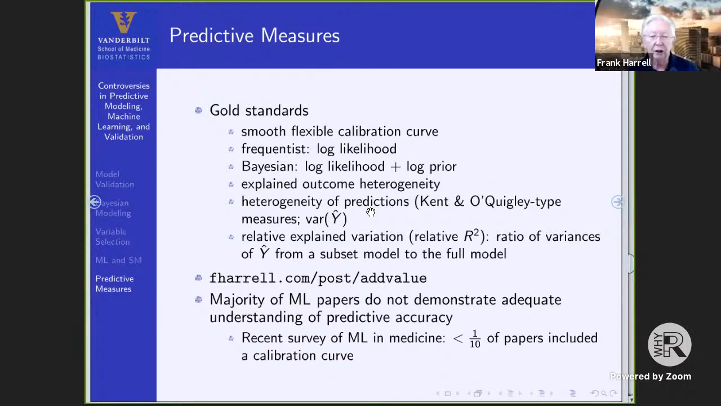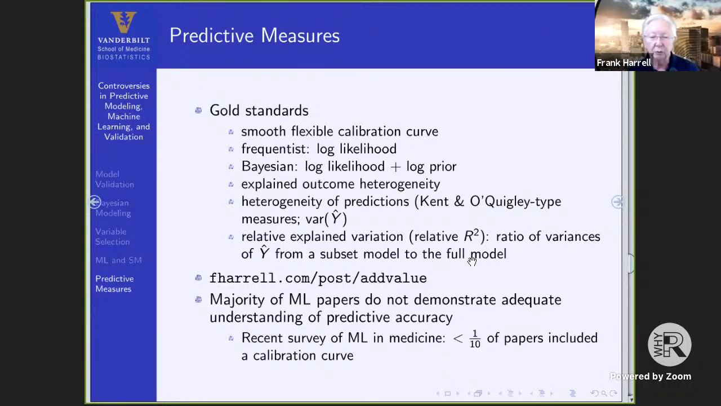And one of the ways to look at that, which in ordinary linear models is related to the sum of squares regression, the numerator of R squared, is to look at the heterogeneity of the prediction. So a model that has a high variance of the predicted values, y hat, is a model that's going to be valuable. It has predictive discrimination. You don't want to give the same prediction for multiple subjects. And so measuring the variance of the predicted values is a key to understanding discrimination of a model. Relative explained variation, such as relative R squared or relative variance, is an excellent way to compare two models. And I have this blog article, fharrell.com/post/addvalue, that goes through this in more detail and gives a detailed example.